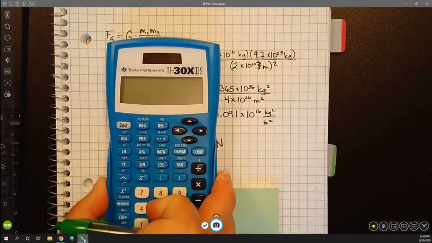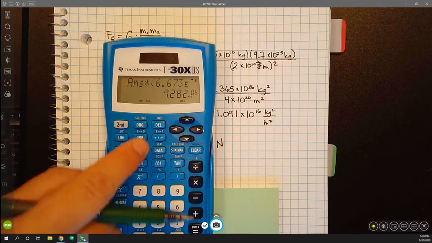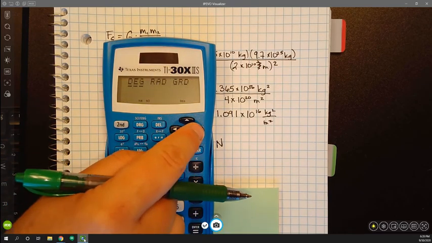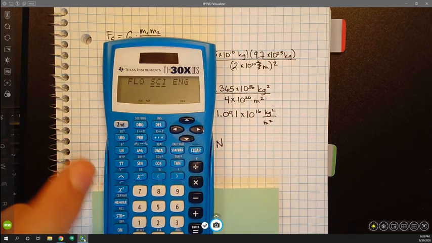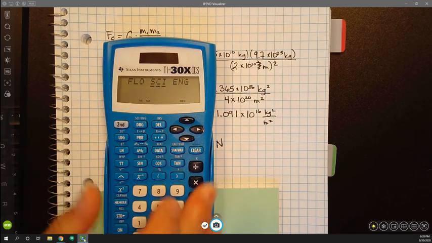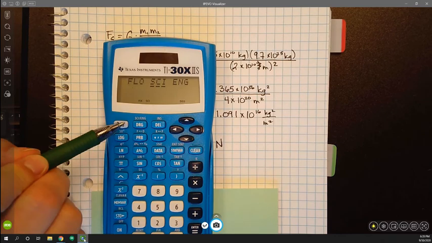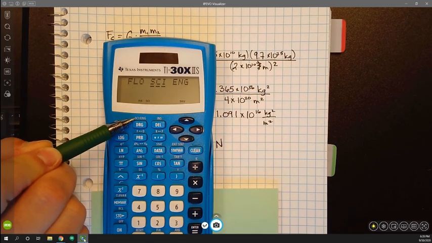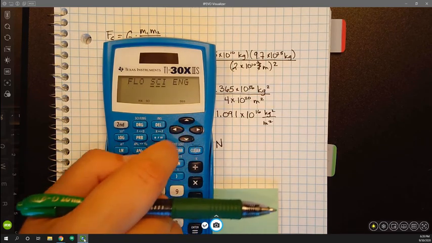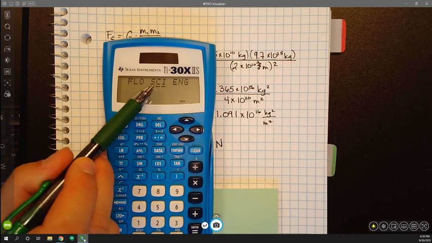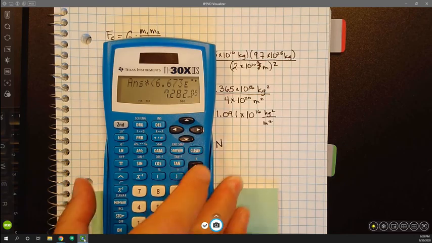One thing that we talked about in class today is that I make sure that my TI is in scientific notation or scientific mode, and I do that by pushing second and this DRG. I want the scientific here, and if it's not in that, I can just punch this side button over until the SCI right there is underlined, and then I push enter down there at the bottom.